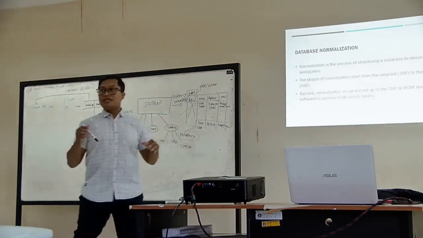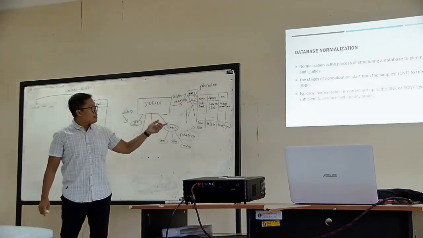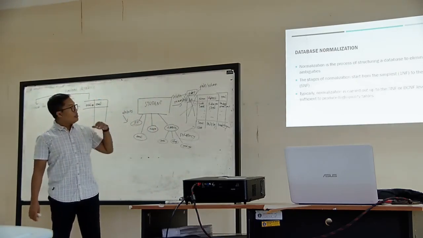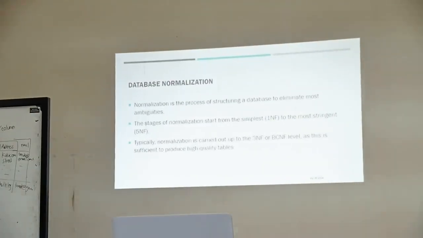Okay. What is database normalization? Normalization is the process of restructuring a database to eliminate most ambiguities, such as null values, redundancy, or something like that.